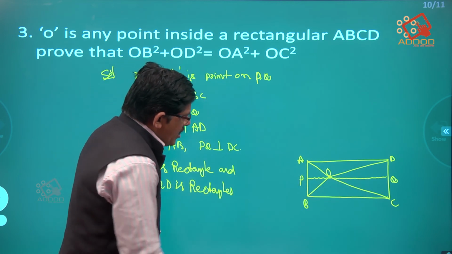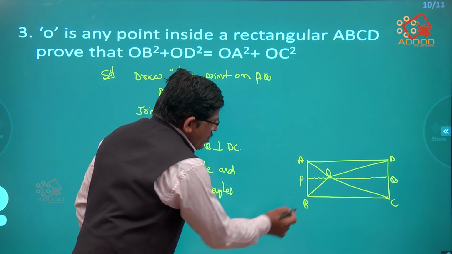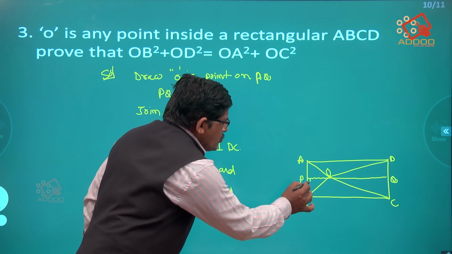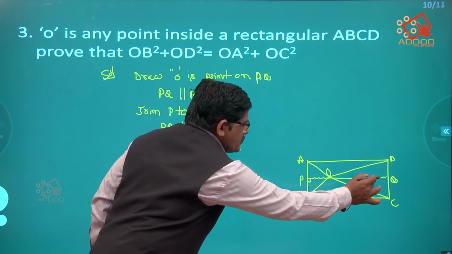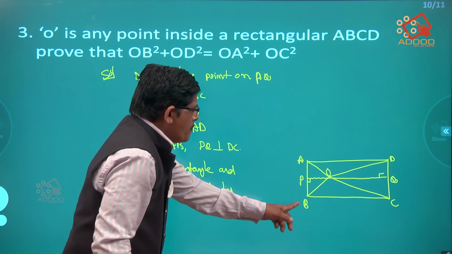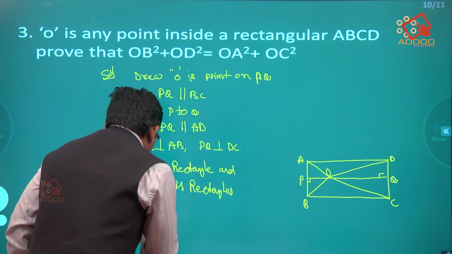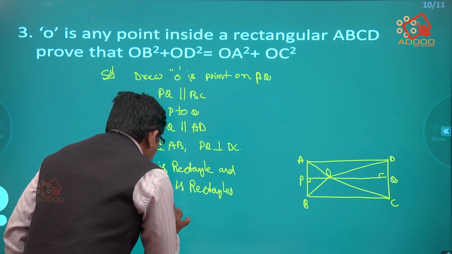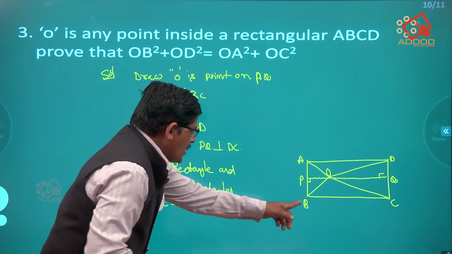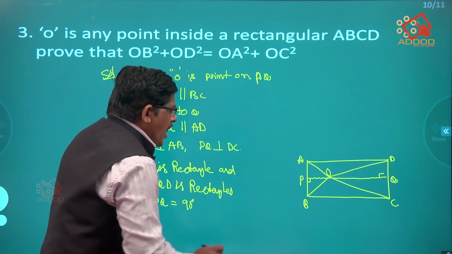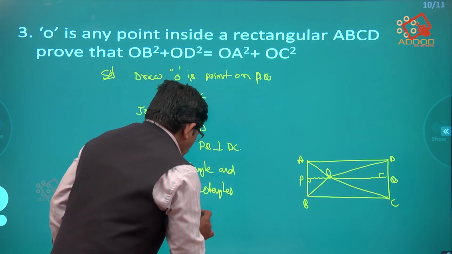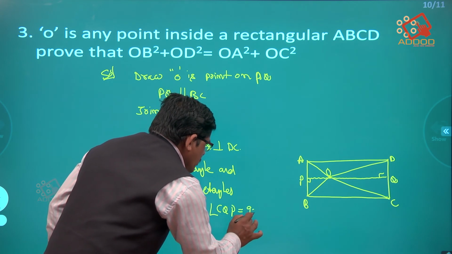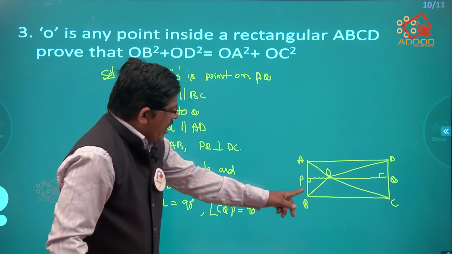In this rectangle, angle B, angle P is exactly 90 degrees and angle Q is exactly 90 degrees. In the observation, angle BPQ is equal to 90 degrees. Angle BPQ is equal to 90 degrees. Angle CQP is equal to 90 degrees.